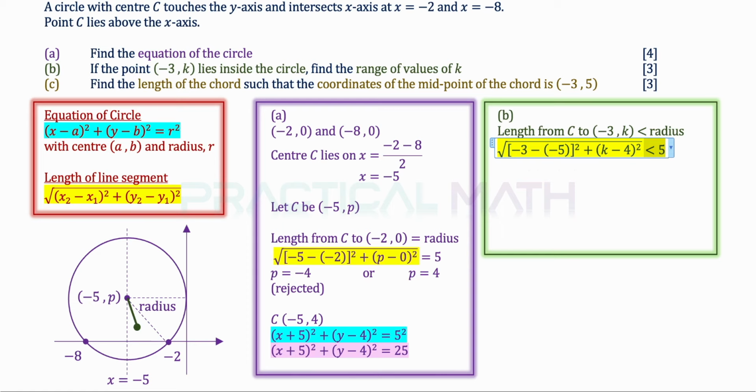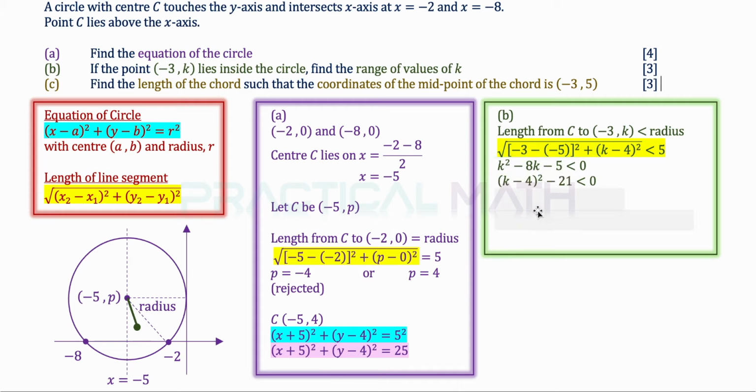Moving on to the next step, we simplify by squaring both sides. It is understood that the length must be positive and the right hand side radius is also positive. So when we square an inequality like this, we don't have to flip the symbol because both the left and the right are positive. Now as you can see here, this quadratic inequality cannot be factorized. So the only way forward is completing the square.